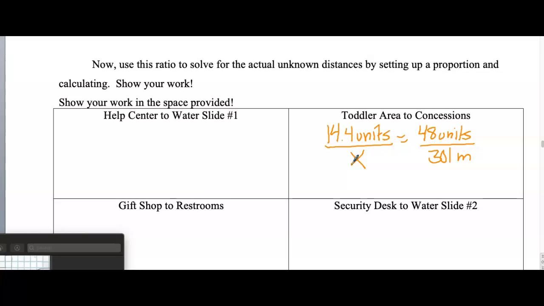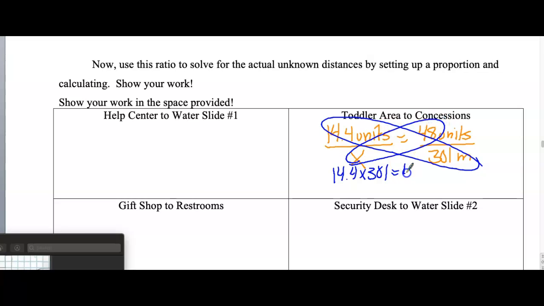To solve for this, we're going to use our butterfly method. So I would multiply 14 and 4/10 times 301 and set that equal to 48 times x, or 48x. You always need to simplify the left-hand side of the equation first. So the 14 and 4/10 times 301, I get 4,334 and 4/10, and that's equal to my 48x. I didn't do anything to that side.